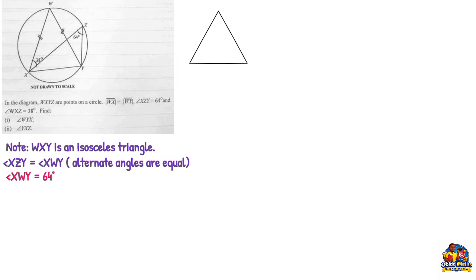Now let us bring out the triangle XYW. XWY is an isosceles triangle. We have gotten angle 64 for XWY. Now angle X and angle Y will be equal. Why? Because base angles of an isosceles triangle are equal.